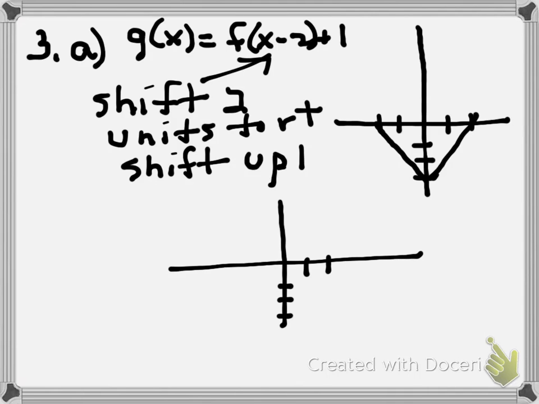So that would be at the point (2, -3), but we're going to shift it up 1. So we're going to go to the point (2, -2). And then from there we have a point of (4, 1). And we have a point of (0, 1). So we've taken the graph and we've shifted it 2 units to the right and 1 unit up.